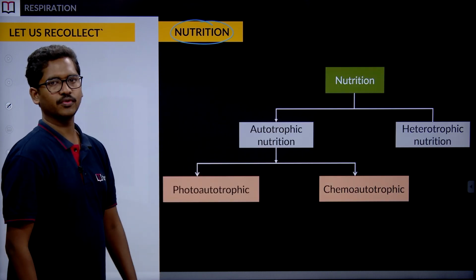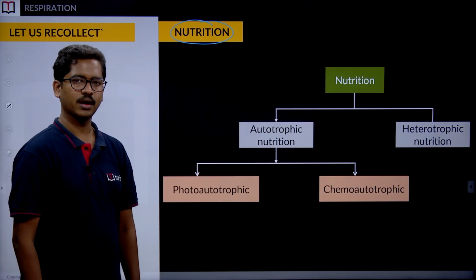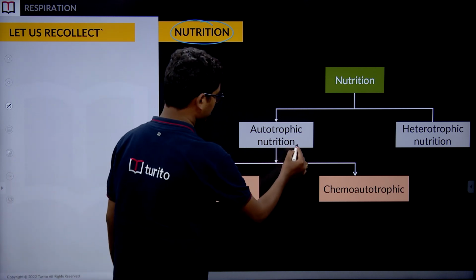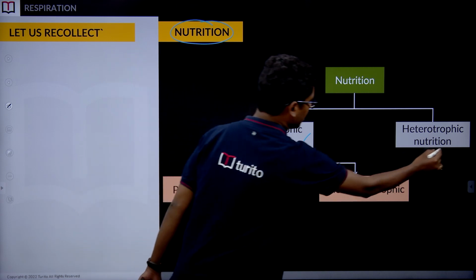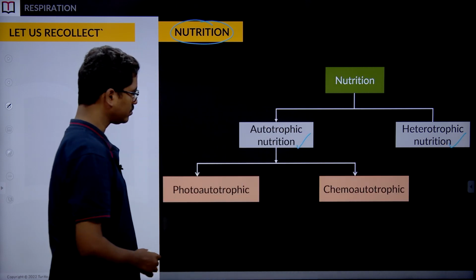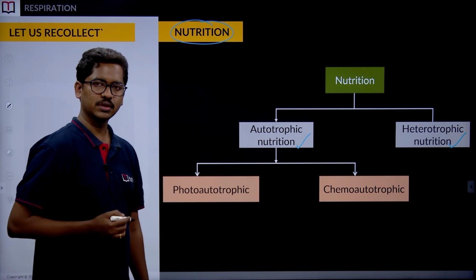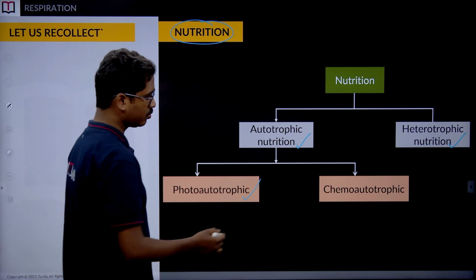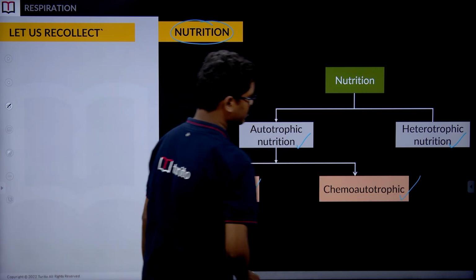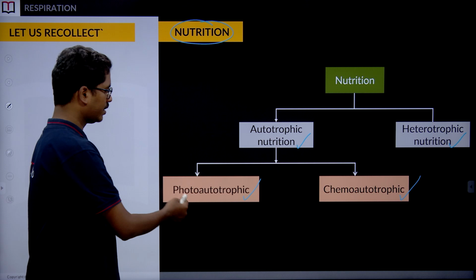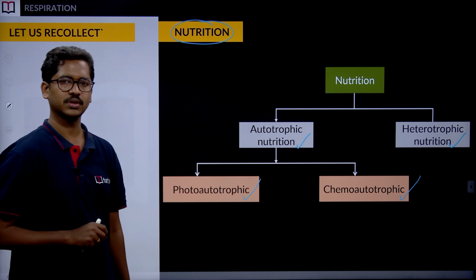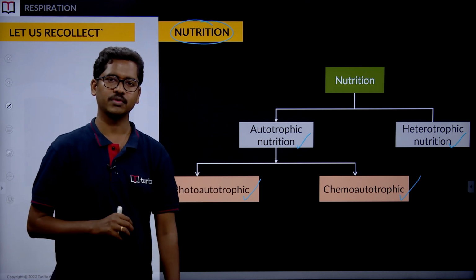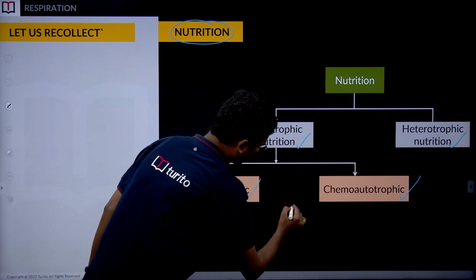This is the flowchart we used in the previous session, and we understood that nutrition is of two different types, mainly the autotrophic nutrition and the heterotrophic nutrition. Autotrophic nutrition is further divided into photoautotrophic nutrition and chemoautotrophic nutrition. We had a detailed understanding of photoautotrophic nutrition where photosynthesis is involved, and in chemoautotrophic nutrition we saw that it was the process of chemosynthesis.